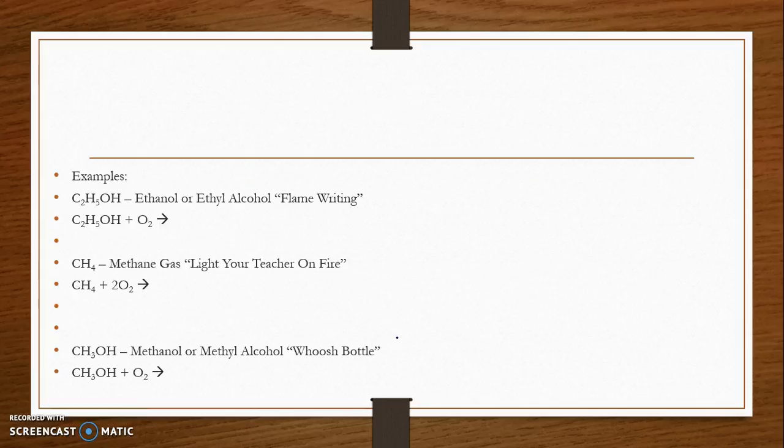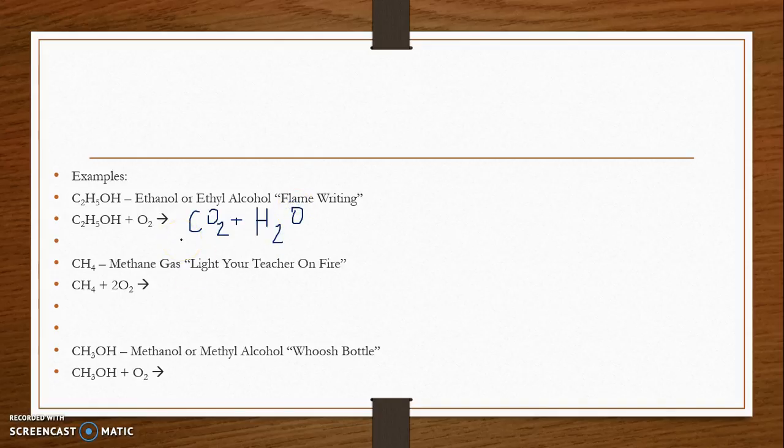All right, examples of these. You have C2H5OH, which is ethanol. And I've tried this before. I haven't been successful with the flame writing. If I can get it to work, I'll show you. If I can't, we will keep moving on. But for this one, we would have C2H5OH plus O2 gives us CO2 plus H2O.